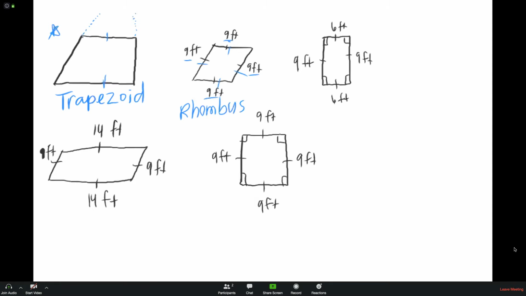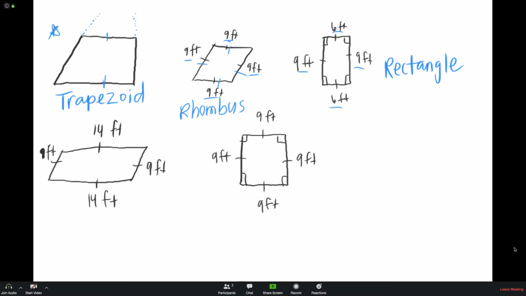Okay, how about this next one? So we have opposite sides parallel, and opposite sides are equal in length. We have 4 right angles, but because the sides are not all equal, the best answer for this is a rectangle.